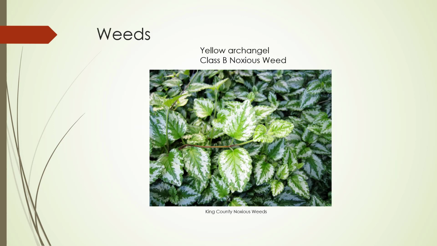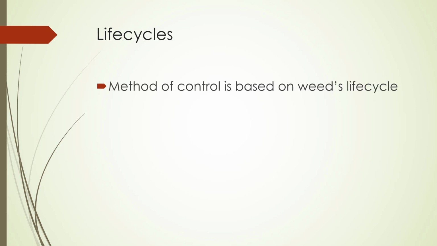Okay, so some pests are weeds. Here we have yellow archangel, which is a Class B noxious weed in Washington State. So when you talk about managing weeds, you have to talk about their life cycles. So you have annual weeds, you have biennial weeds, you have perennial weeds.